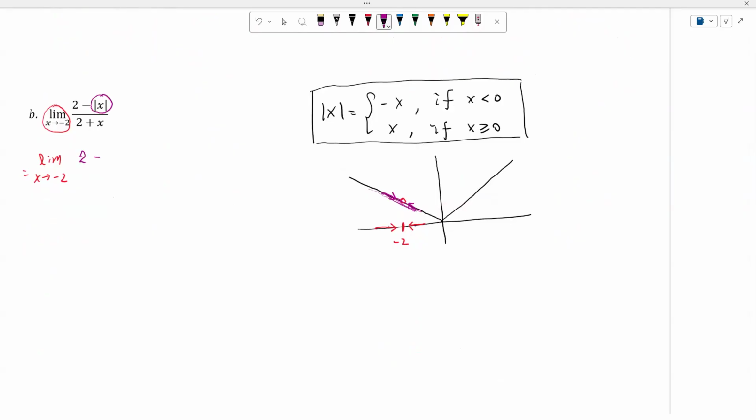And the absolute value of x is negative x. So in this case, I will have the limit as x approaches negative 2 of 2 plus x over 2 plus x. Then they cancel, and it is equal to 1. So my answer will be 1.